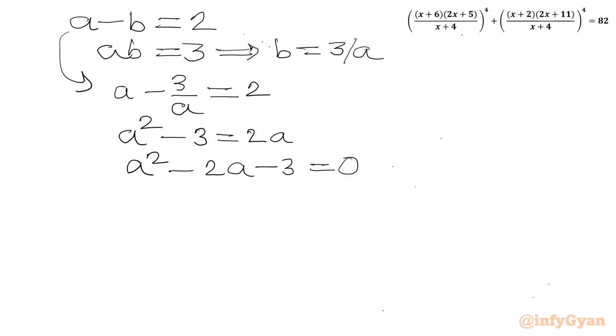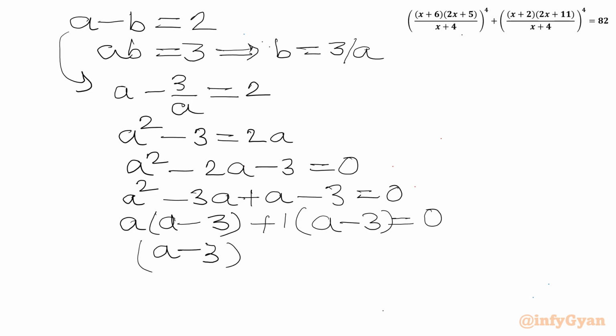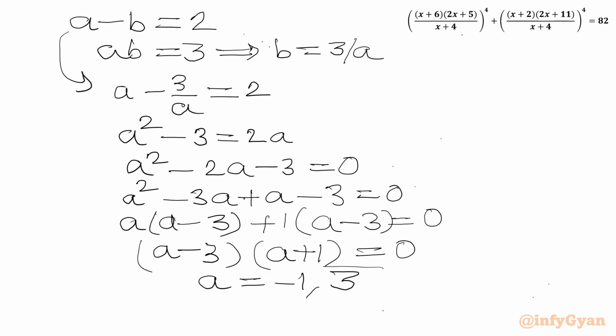Again we can use method of factorization. A square minus 3A plus A minus 3 equal to 0. Now from first two terms A is common. A minus 3. From last two 1 is common. A minus 3 equal to 0. So A minus 3 times A plus 1 equal to 0. So from here we can conclude A equal to negative 1 and A equal to 3.